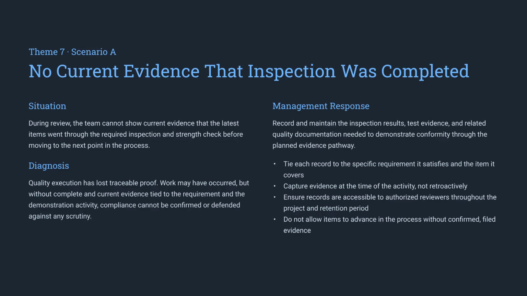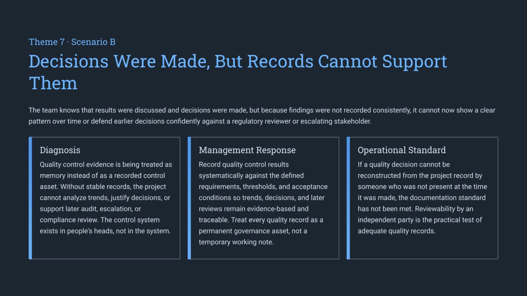You must capture evidence at the time of the activity, link it directly to the specific requirement, and prohibit items from advancing in the process until that confirmed, filed evidence is in place. If decisions were made but records cannot support them, your quality control system is likely relying on memory rather than documented assets. Independent reviewability by a third party is the ultimate test. If an outsider cannot reconstruct your logic from the records, the documentation standard has not been met.